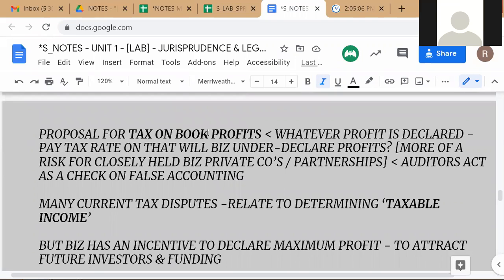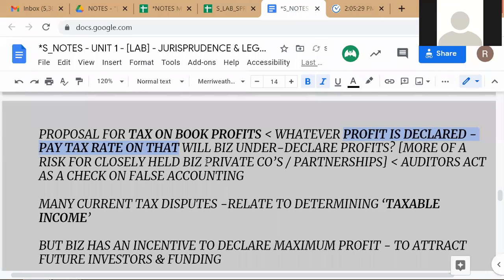Now, what will happen if you have a tax on book profits? Book profit is whatever the company is declaring. If it's a closely held company, it's your accounting profit that you declare every quarter. Then you just have a flat tax rate on whatever profit is declared, and you pay tax at that rate. This gets rid of the problem of the many hassles and controversies about determining taxable income. This takes care of it. Now you say that book profits are your taxable income.